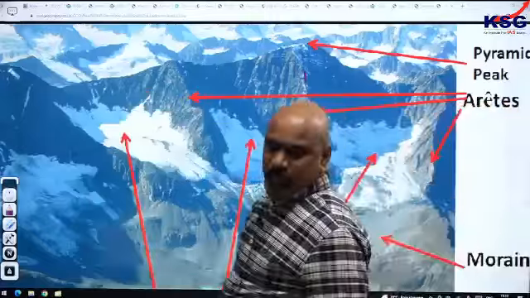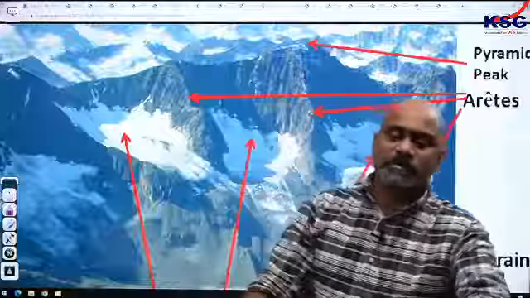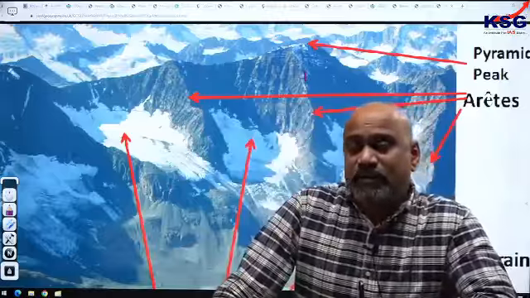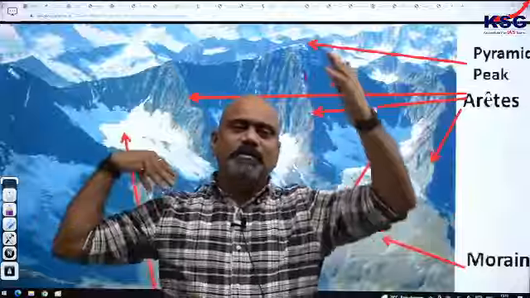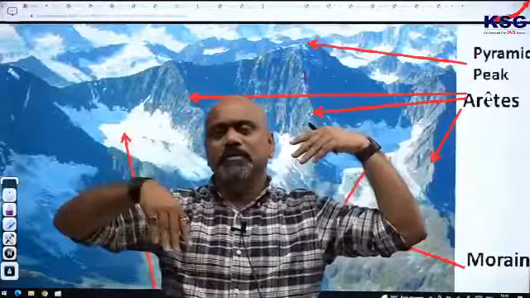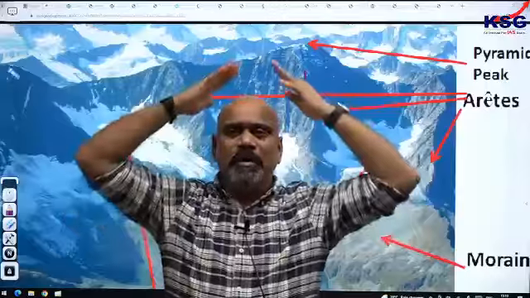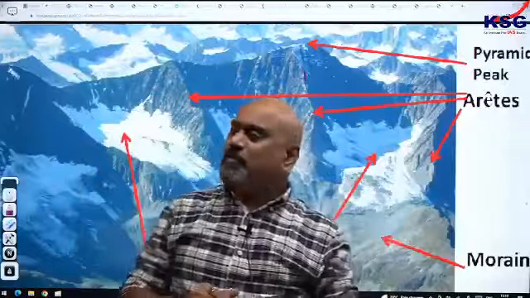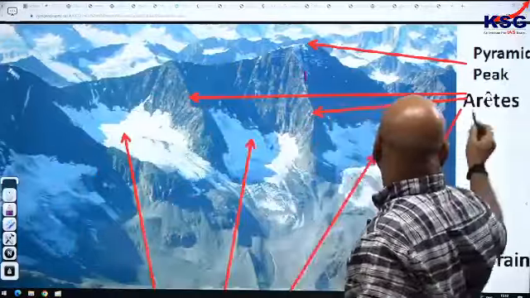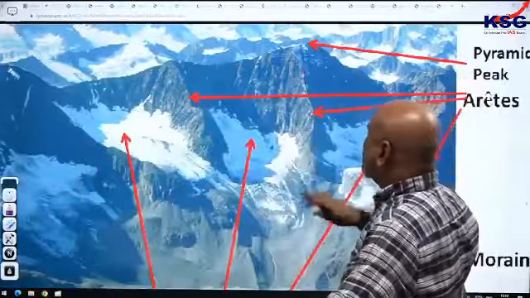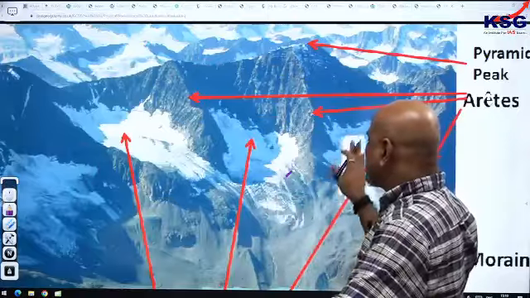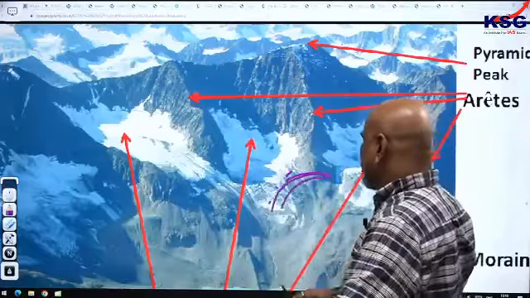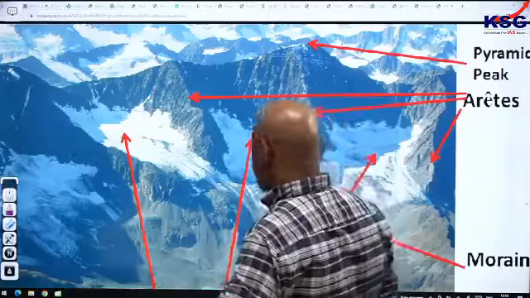Okay. From one particular place, if there are more than 2 glaciers, this is a mountain, a glacier here, a glacier here, a glacier here, then you have a pyramidal peak. When more than 2 glaciers in a particular region erode it, we have the pyramidal peak.